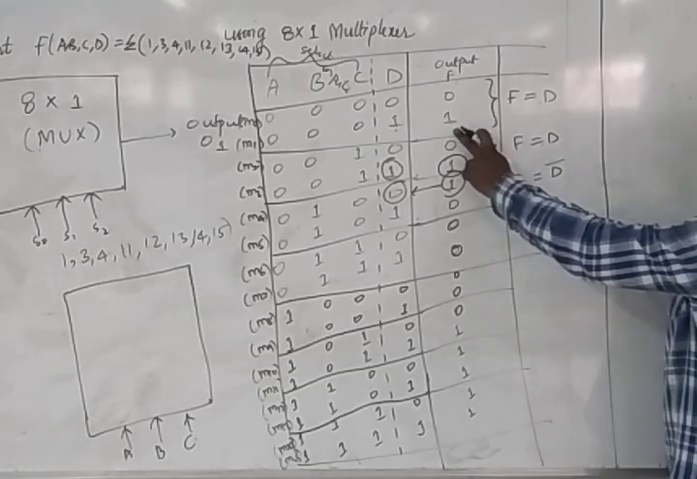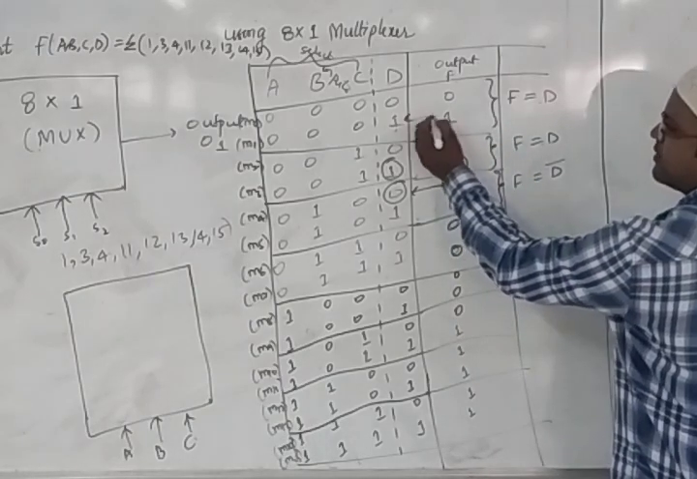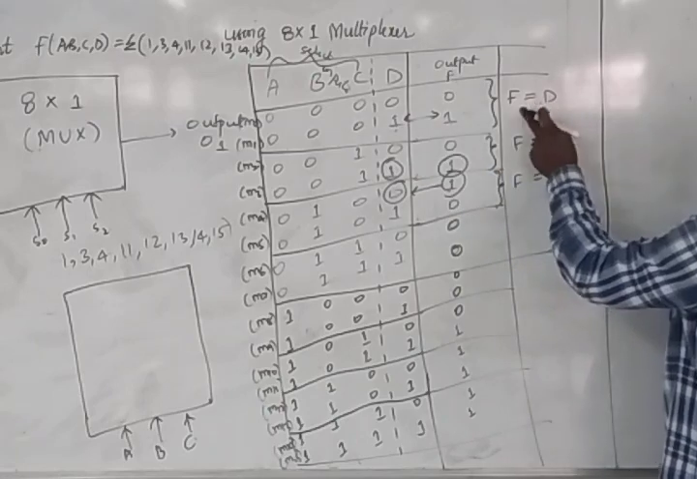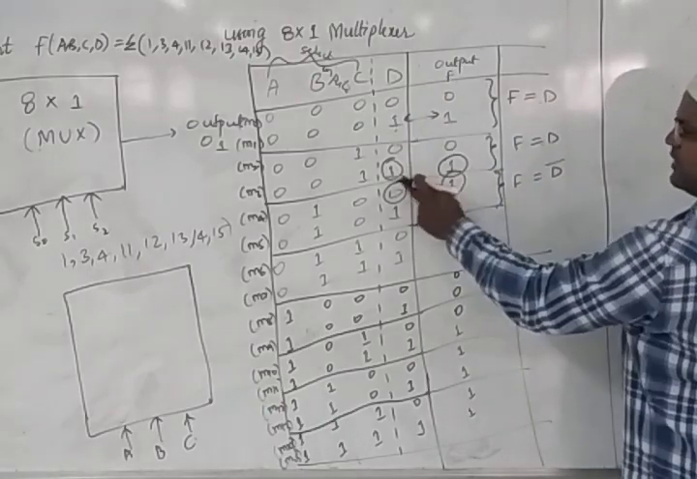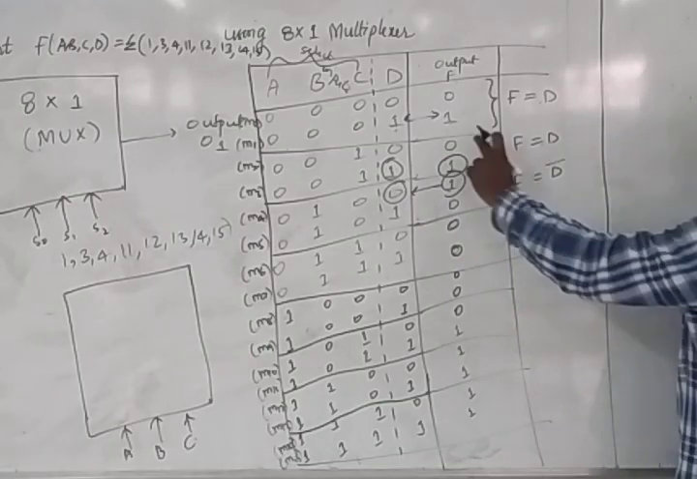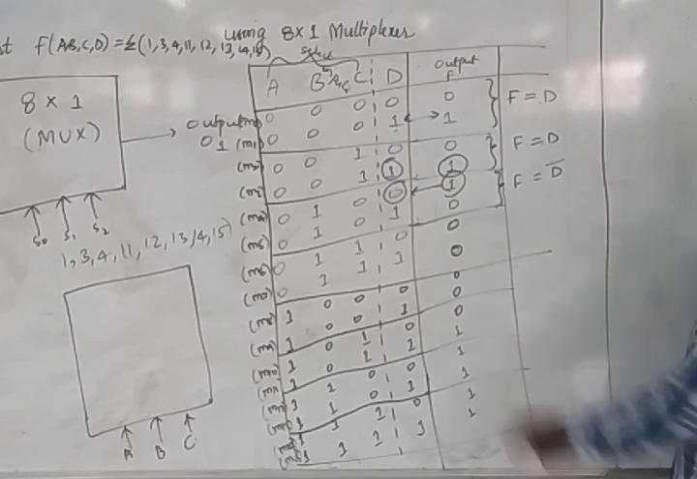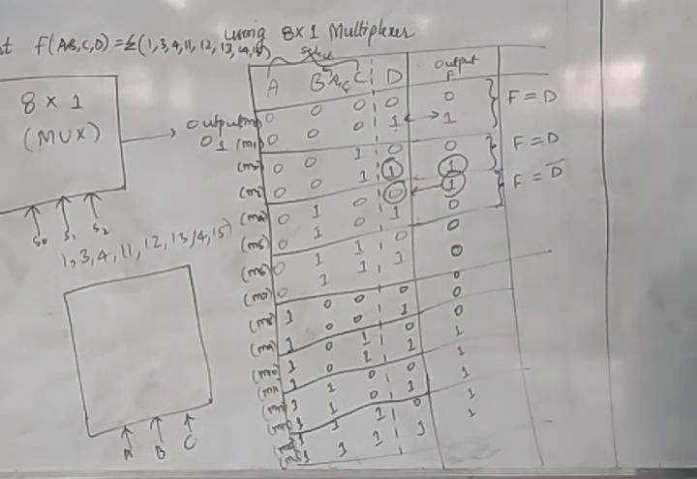So how am I writing the output? Based upon the output function corresponding to the value of D. The output is 1 when D is equal to 1, that means F is equal to D. This is the next category of subgroup, this one, this one. Next, I'm writing for the next part: when the output is 1 when D is equal to 0, that means F is equal to D bar.